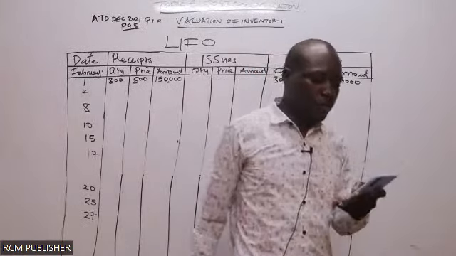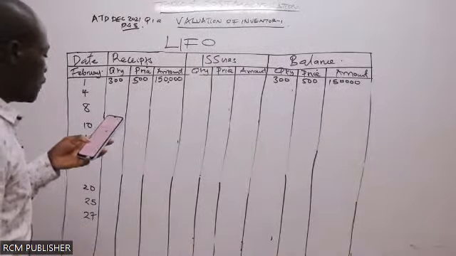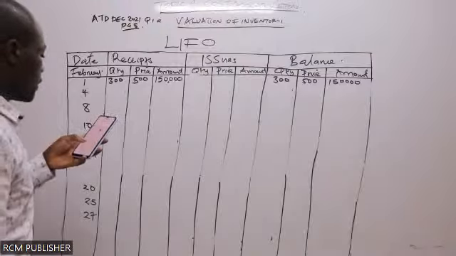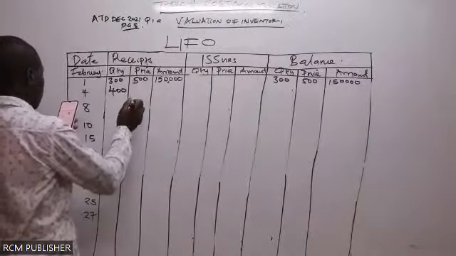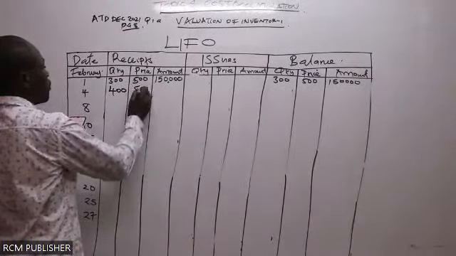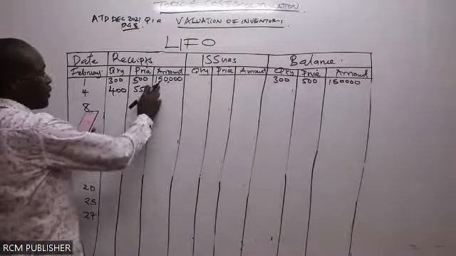So let's now move to the first thing on the fourth. We are being told that they received goods of how many units? 400 units. At what price? At 550. So it means we are supposed to have the value here.